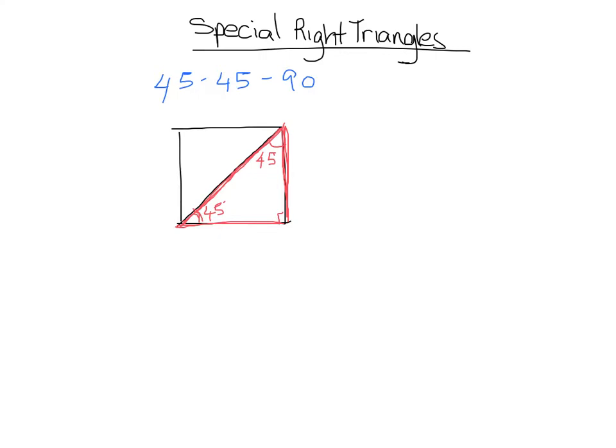Now, remember that this originally was a square, and squares have equal sides. So if this is x, then this is also x. If we do the Pythagorean theorem, which I won't do right now in the interest of time, we would get that our third side, or hypotenuse, is equal to x times the square root of 2. This is helpful to know because sometimes we see this triangle and we don't have to do trigonometry. We don't have to do anything crazy in order to figure out an unknown side.